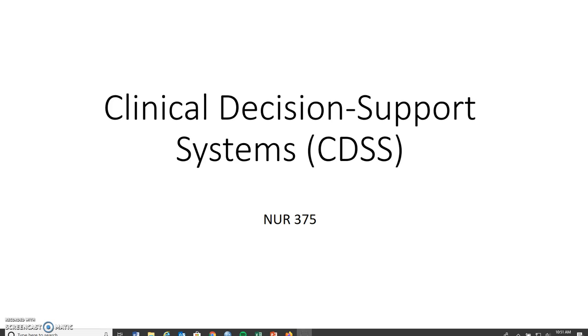This week we will continue our discussion of information technology by exploring clinical decision support systems. These systems are required by the American Recovery and Reinvestment Act of 2009 and support patient safety.